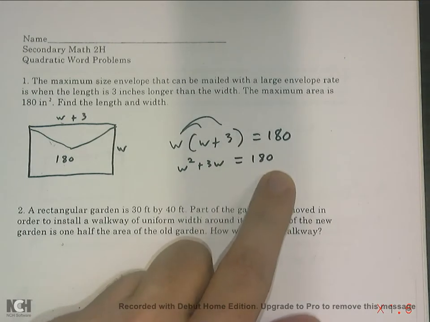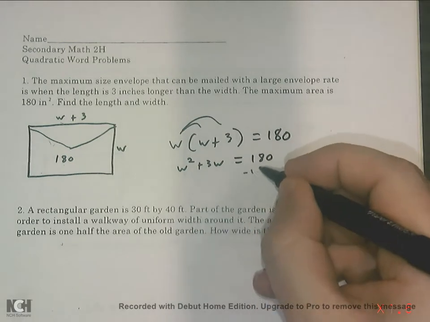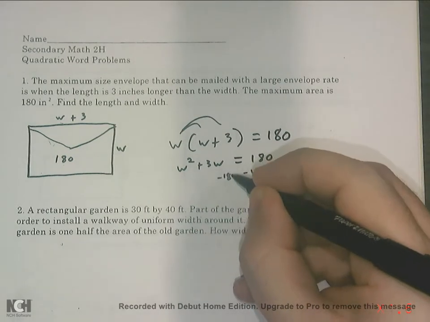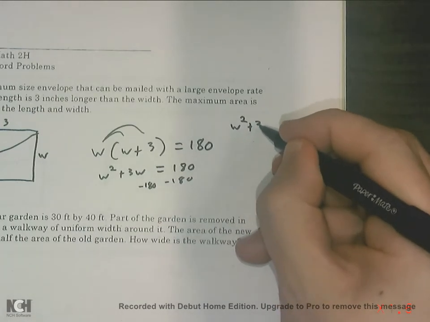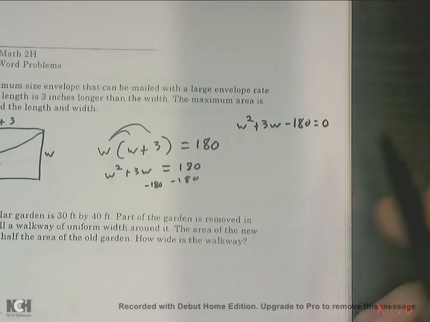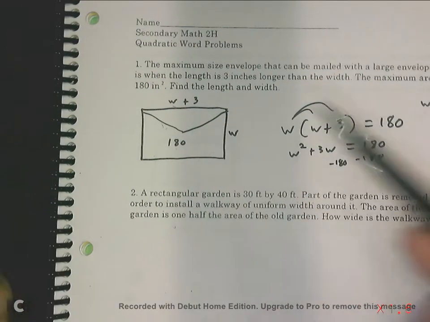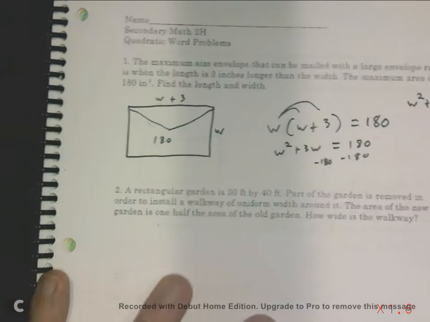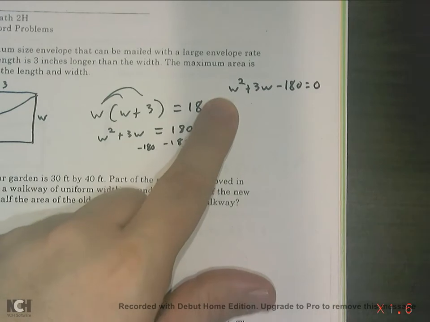Then, in order to use the quadratic formula, we have to get it equal to 0, right? So we'd minus 180 from each side. And that sets up a quadratic of W squared plus 3W minus 180 equals 0. Now, I use W, in case you guys are wondering, because it's for width. You can use whatever letter you want. It's a variable, right? You could use a smiley face there if you wanted.